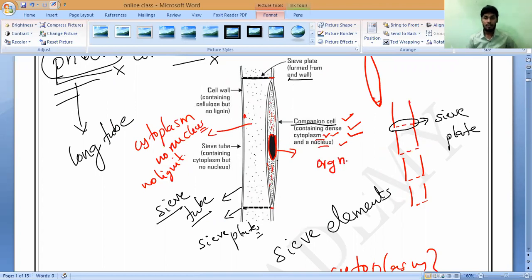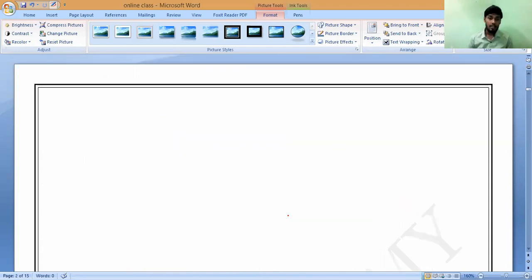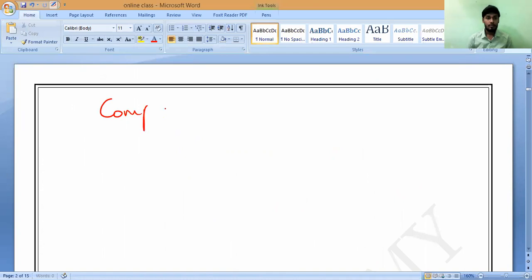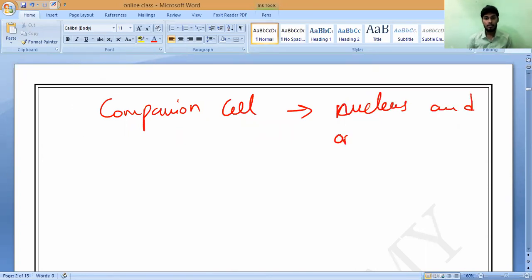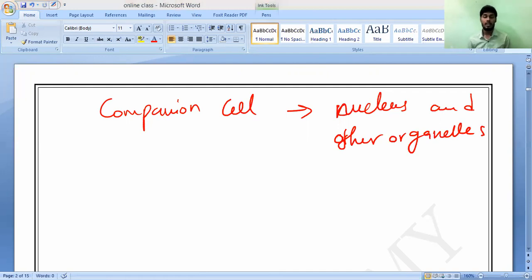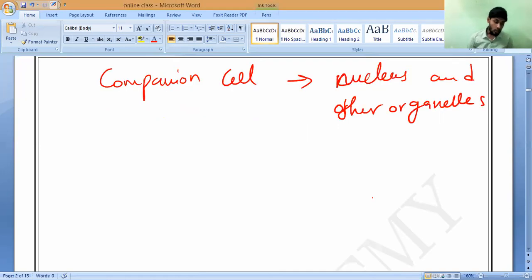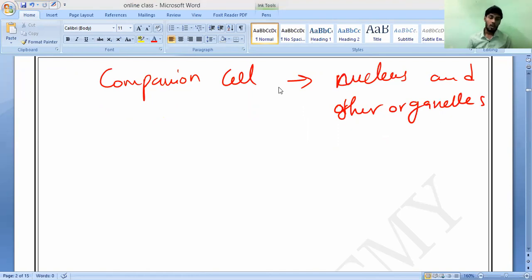organelles. What is the meaning of organelles, Ra? Can anybody say? If you really understand, you have to tell. Lower classes, class 8, it will come. So I'm saying that the companion cell contains nucleus and other organelles. What is the meaning of organelles? Please tell anybody. Kevin, what is the meaning of organelles? O-R-G-A-N-E-L-L-E-S. Organelles. Don't know or no? At least tell me that. I will say. No or don't know?